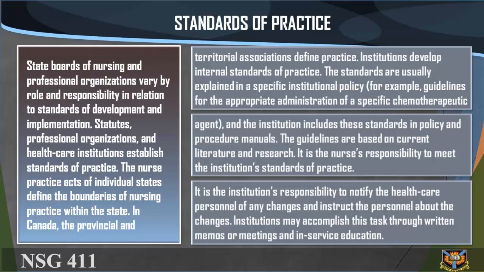The Nurse Practice Act of individual states defines the boundaries of nursing practice within the state. In Canada, the provincial and territorial associations define practice. Institutions develop internal standards of practice. The standards are usually explained in a specific institutional policy. For example, guidelines for the appropriate administration of a specific chemotherapeutic agent, and the institution includes these standards in policy and procedure manuals. The guidelines are based on current literature and research.